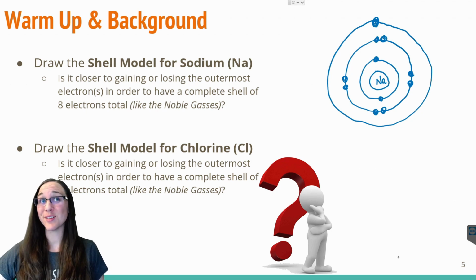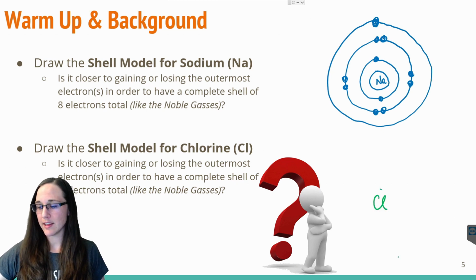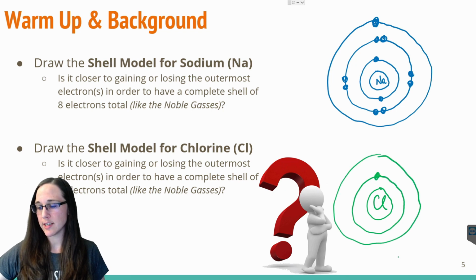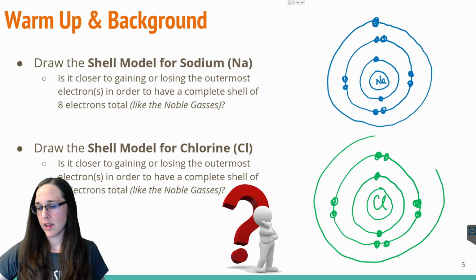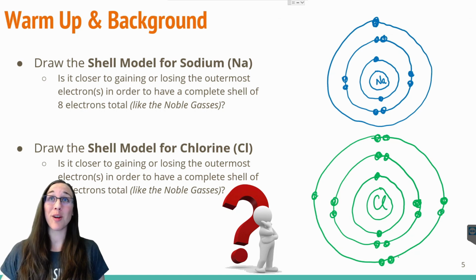Now for chlorine. Chlorine has those 17 electrons. Let's put our Cl in the center for our nucleus. Same thing as before, we got to draw some rings, some shells. Fill the first with 2, the next with 8, and the next one can also fit 8, but we need to get to 17. And there you have it, the shell model for chlorine.